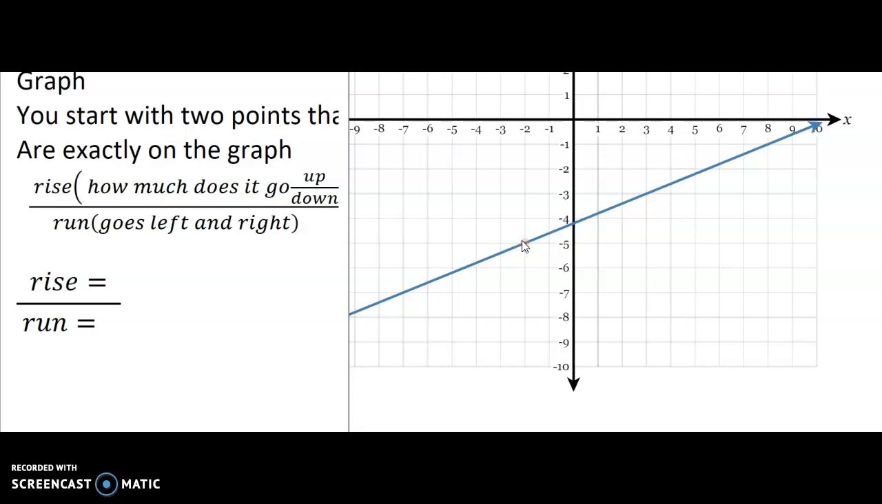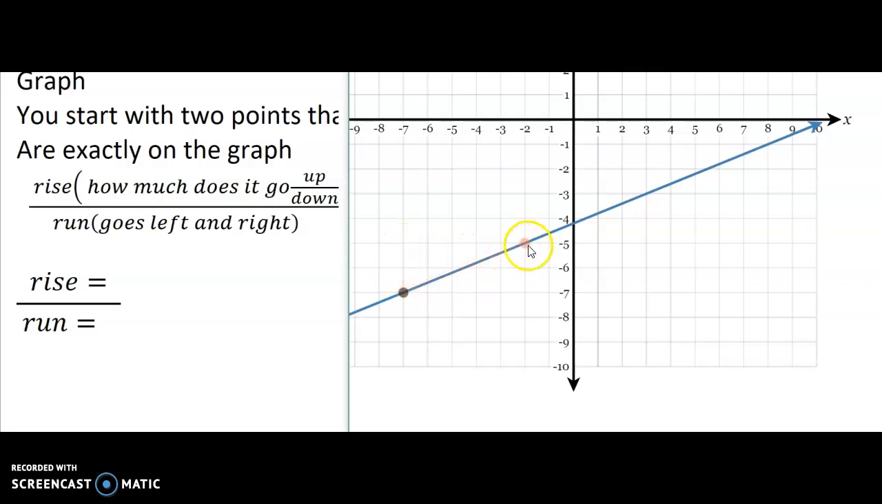So let's go ahead. I'm going to choose right here, -7, and I'm going to choose this point, -2, -5. Those two seem to be exact. Nowhere else is it exact. So I'm going to do the rise.